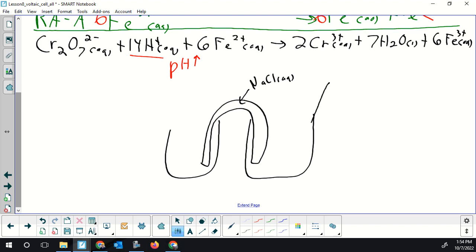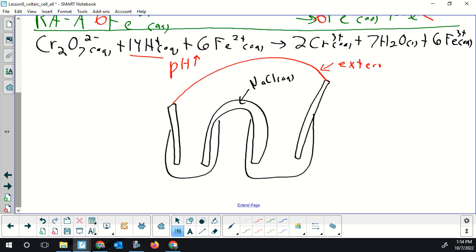We're going to need electrodes in each of our beakers. I haven't even looked at the question yet. I'm just drawing the pieces that are always present. We're going to need a wire to complete our loop. Now this wire is referred to as the external cell. The internal cell is the metals, the elemental metals, the aqueous solutions. The external cell is the wire.